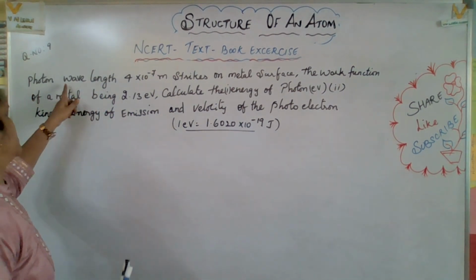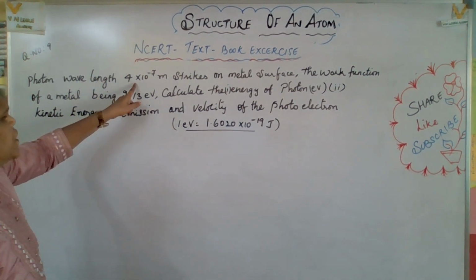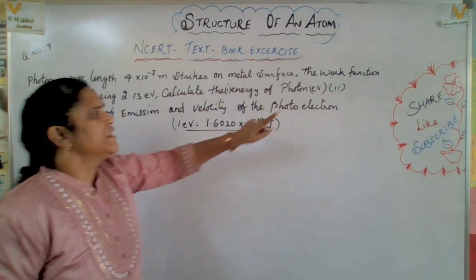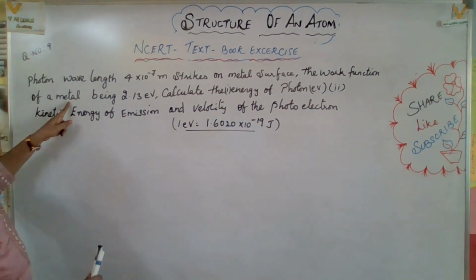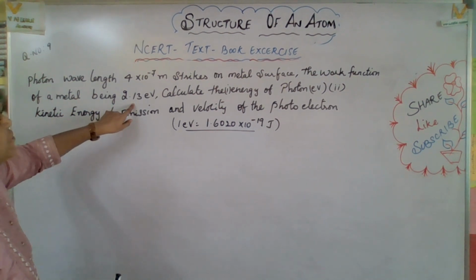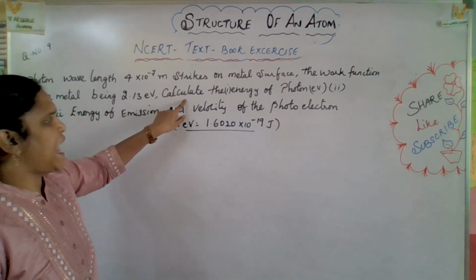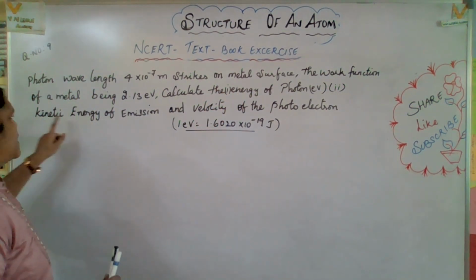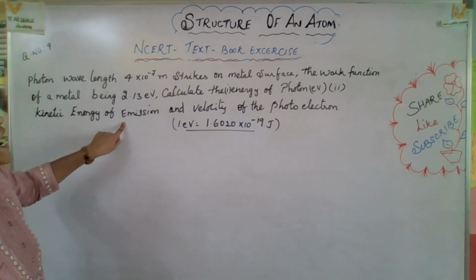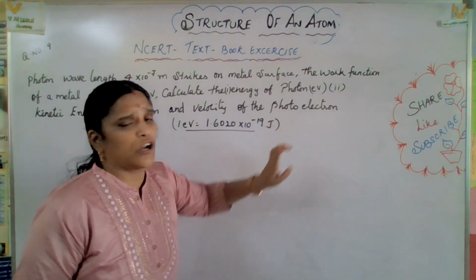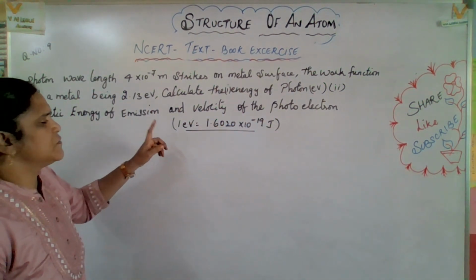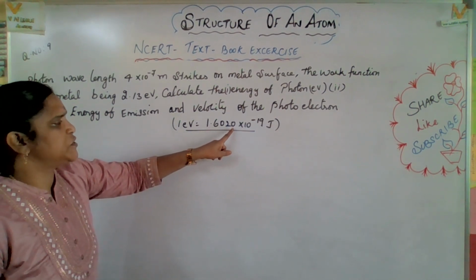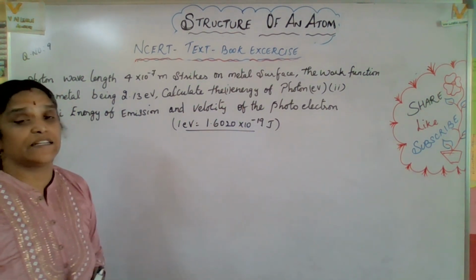The next question: a photon of wavelength 4 into 10 to the power of minus 7 meters strikes a metal surface. The work function of the metal is 2.13 electron volt. Calculate the energy of the photon in electron volt, the kinetic energy of emission, and the velocity of the photoelectron. That is, 1 electron volt is equal to 1.6020 into 10 to the power of minus 19 joule.